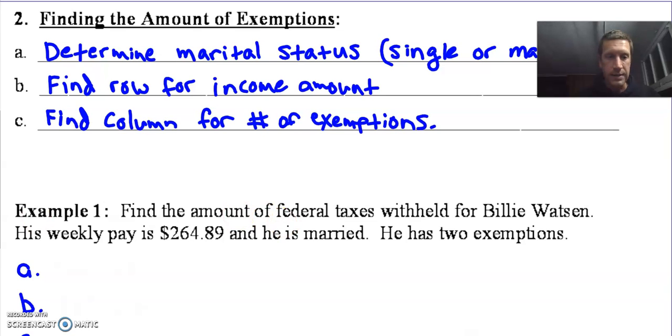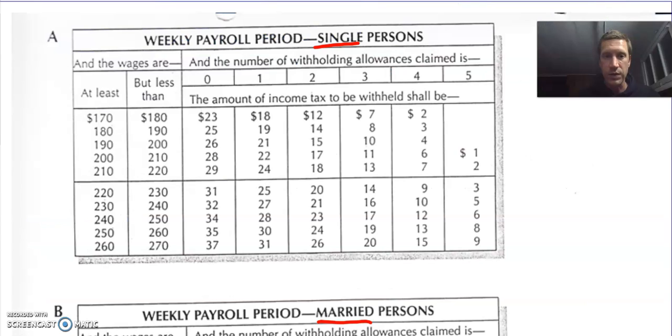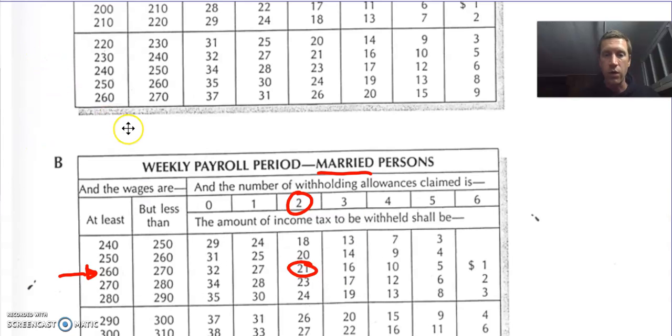So let's go ahead and take a look here. Billy Watson. He is, let's see, his weekly pay is $264, and he is married and has 2 exemptions. So first thing, his marital status is married. So if you guys flip the page, you'll see you have a couple charts. This first one is for single. The second one is for married. So we're going to be using that bottom chart.